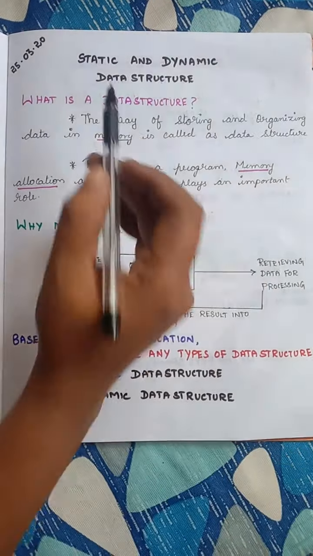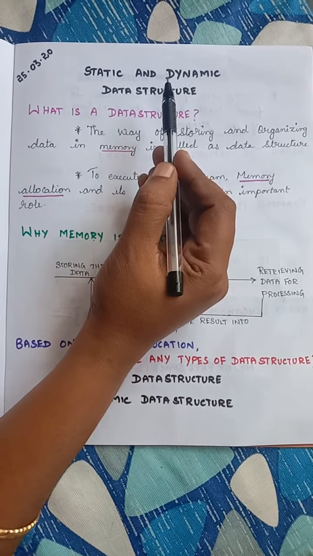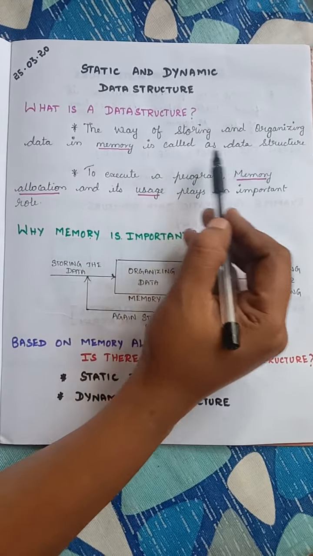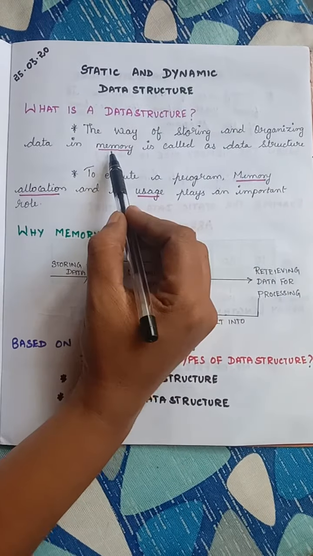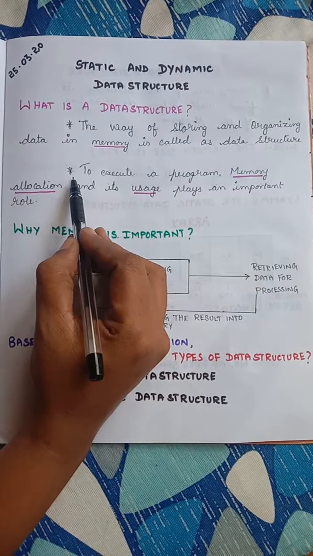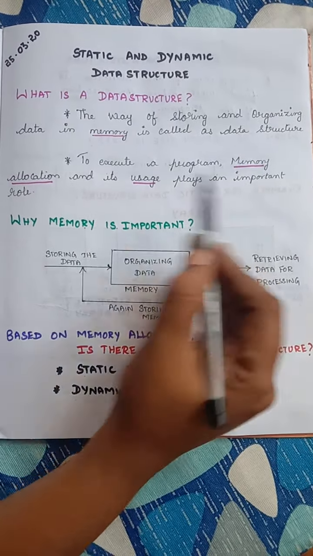In today's session, we are going to see about static and dynamic data structure. What is a data structure? The way of storing and organizing data in memory is called a data structure. That is, here the memory plays a vital role in the data structure. To execute a program, memory allocation and its usage plays an important role.